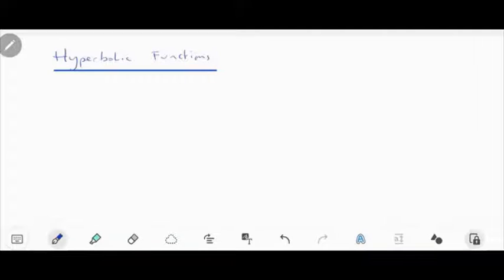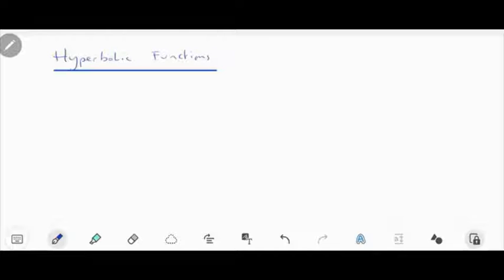So we finished with the power functions, and we'll define now the hyperbolic functions. Now, be careful, hyperbolic functions are not the hyperbole that you already know. It's something different. Let me say something first.